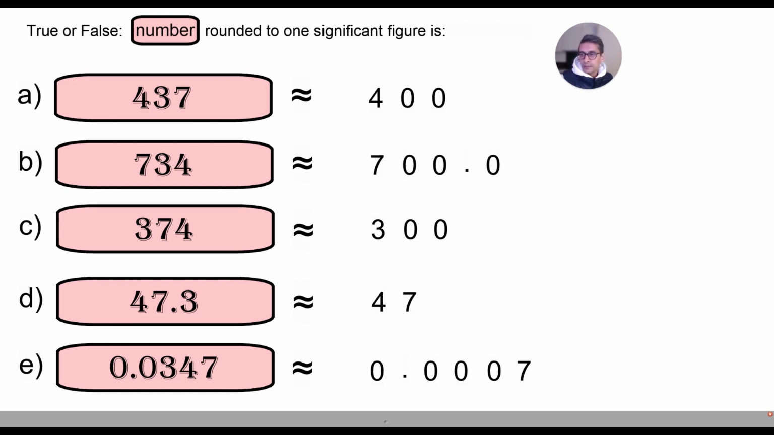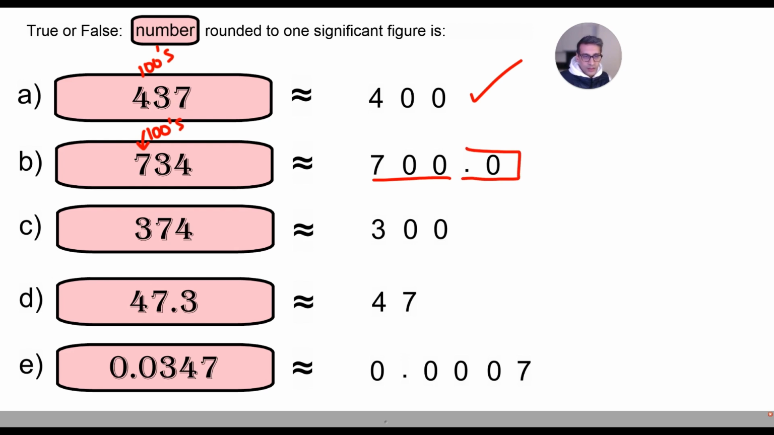For the first one, we can see that the first significant figure is 4, and that is in the hundreds column. So we're rounding to the nearest 100, and this is closer to 400 rather than 500, so this is true. For 734, the first significant figure is 7, which is in the hundreds column, and we're going to round to the nearest 100, so this would be 700.